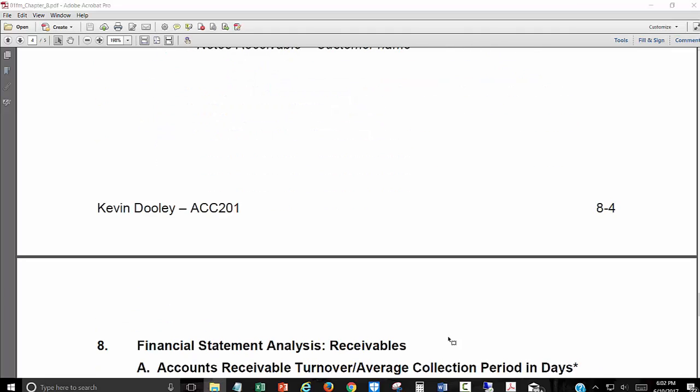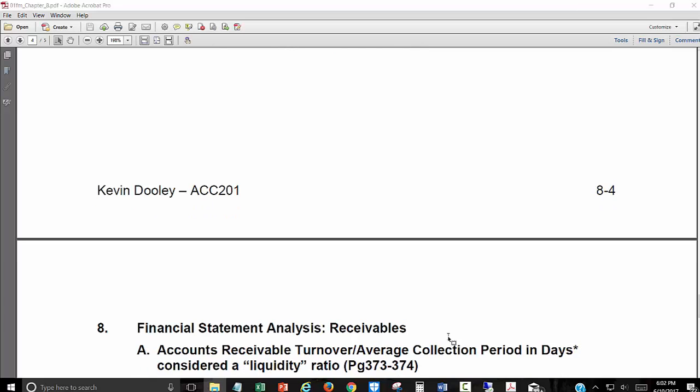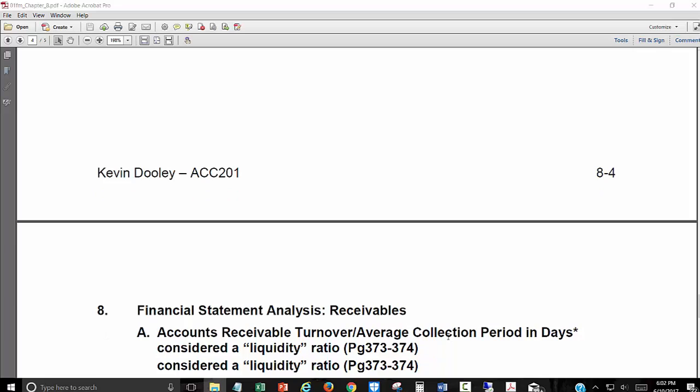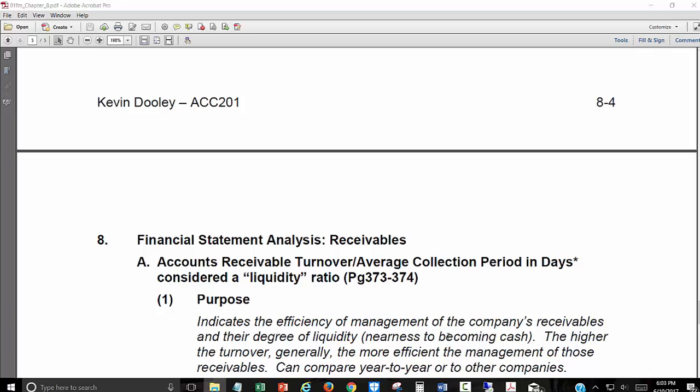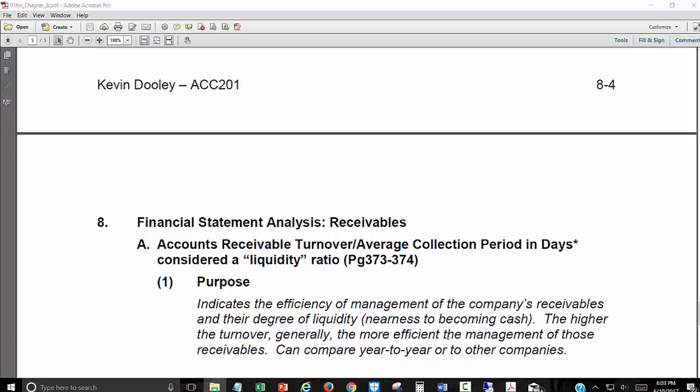Last thing, let's take a look at financial statement analysis for our receivables. Accounts receivable turnover, or average collection period in days, are considered liquidity ratios. Those look at your capability of generating cash when you need it. This is how well is management managing its accounts receivable, because they do need to actually be managed. The higher the turnover, or the shorter the collection period in days, generally the more efficient management is being in their management of accounts receivable. And you can compare this ratio that you'll get to yourself in a preceding year or to other companies like you in your same industry.